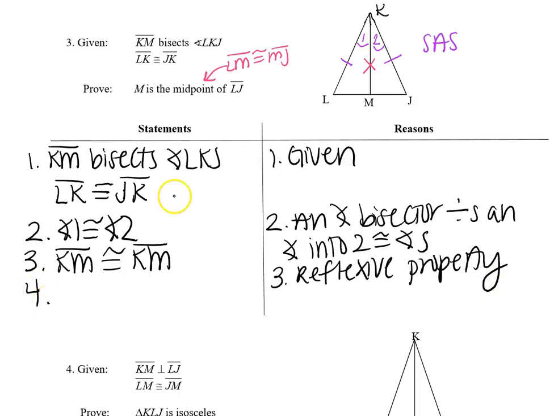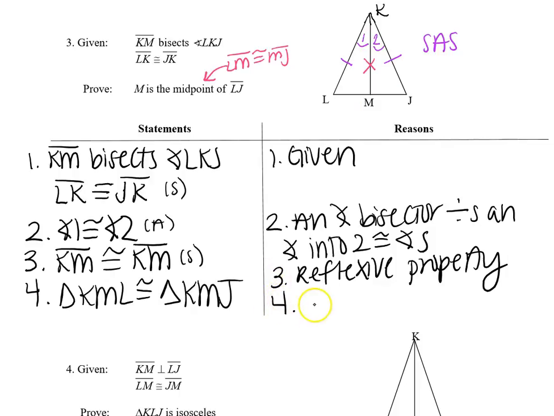Okay, so far in my proof, I have the side they gave me, I got the angles, and I talked about the other side. So I have enough information now in my proof to say that these two triangles are congruent. So I'm going to say triangle KML is congruent to triangle KMJ, and that's by side, angle, side. Okay, so now that I have the triangles congruent, I'm going to say that their corresponding parts here, LM and MJ, must be congruent.